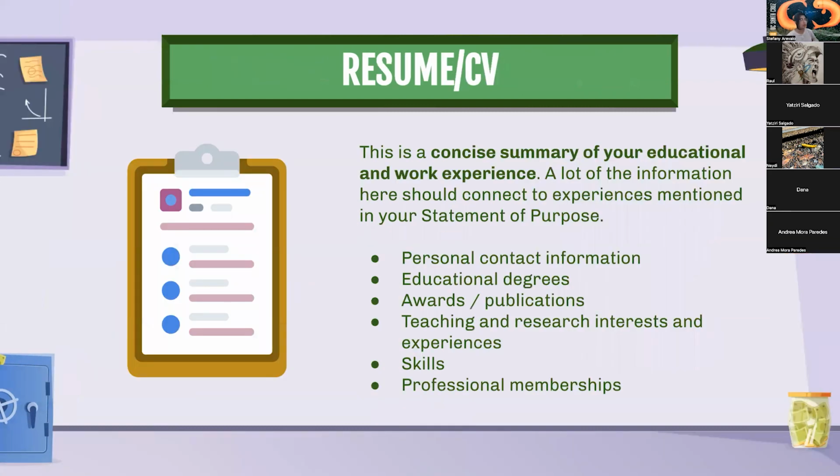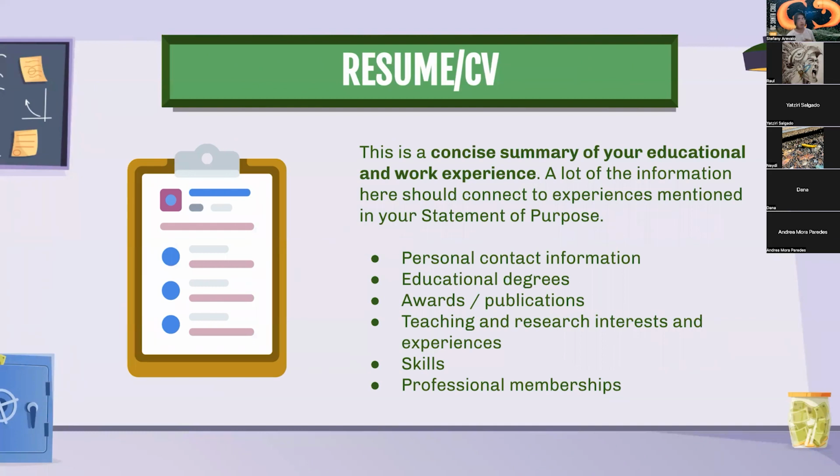Now for the resume and CV. This should be a concise summary. They usually want 1 page, nothing too long. And they just want to know about your educational experience and any work experience you've had. A lot of information here should connect to your statement of purpose and what you want to study.